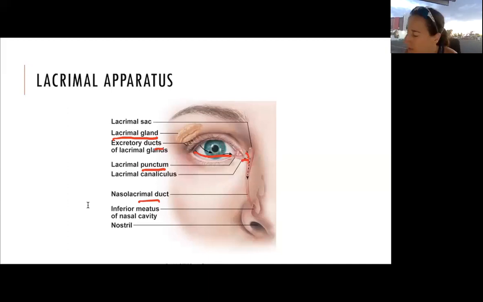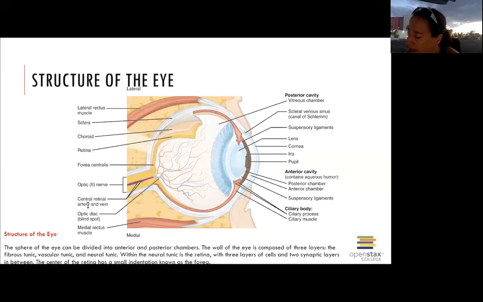Right, so past the cornea, you are going to have the iris that we talked about. The pupil is going to be the hole where the light goes through. And then it is going to refract off of the lens and go back.